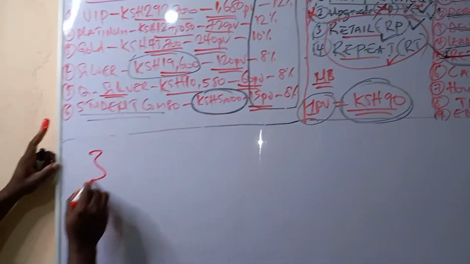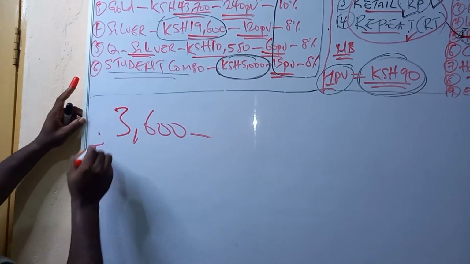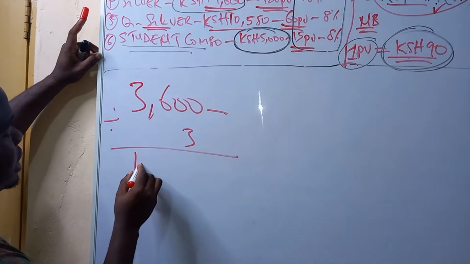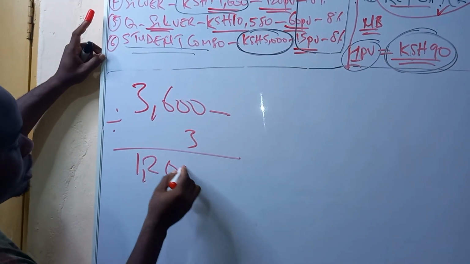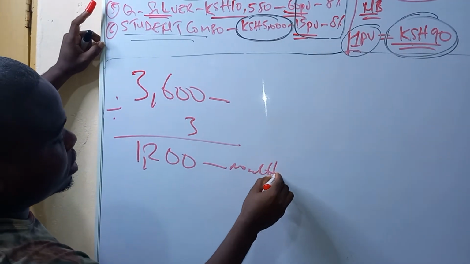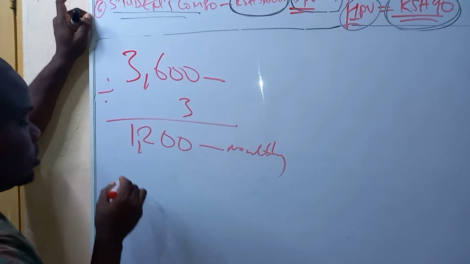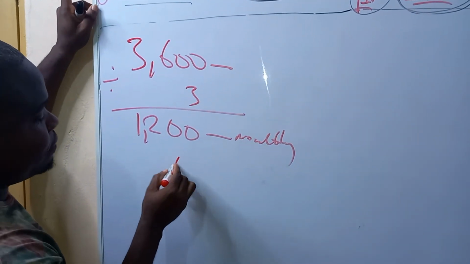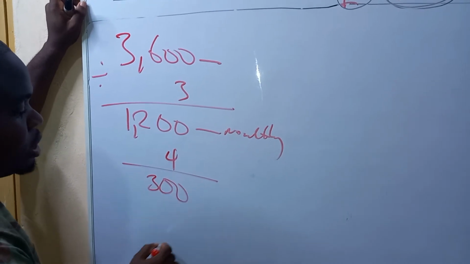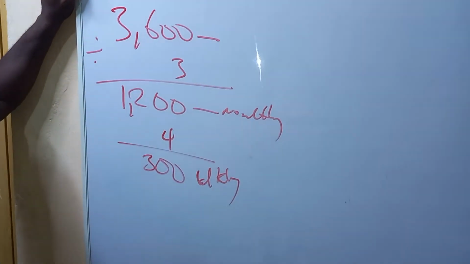This is it. 3,600 PVs, you divide that by your 3 months. If you divide it by 3 months, it means that every month, if I do 1,200 PVs monthly, I can achieve my target. So if I further divide this by 4 weeks, it means that every week, if I do 300 PVs weekly, I can achieve my target.